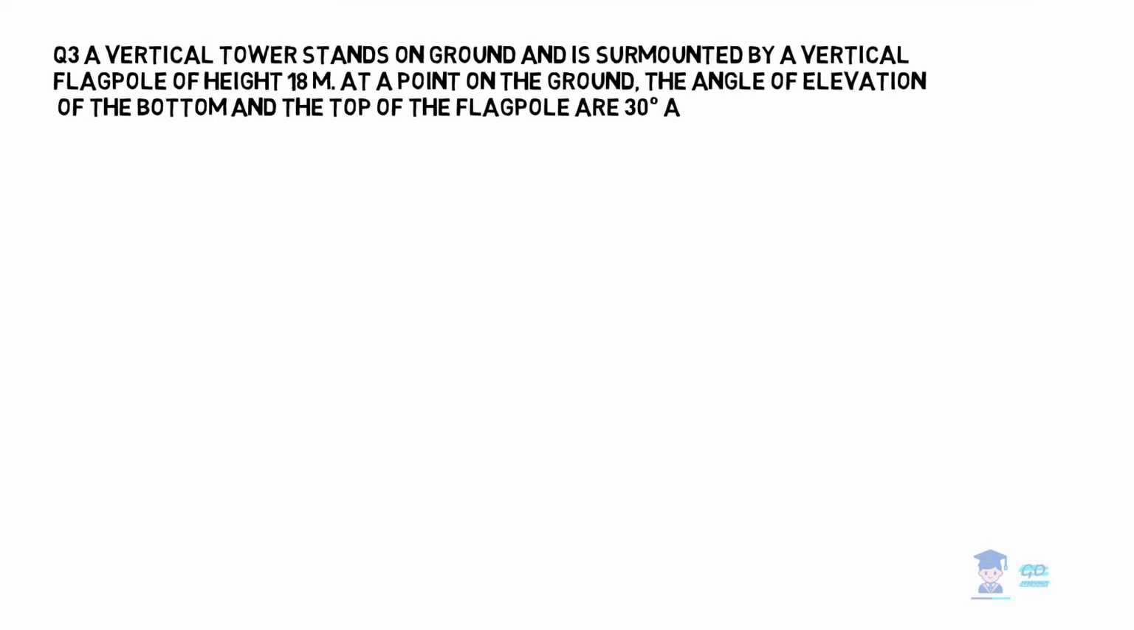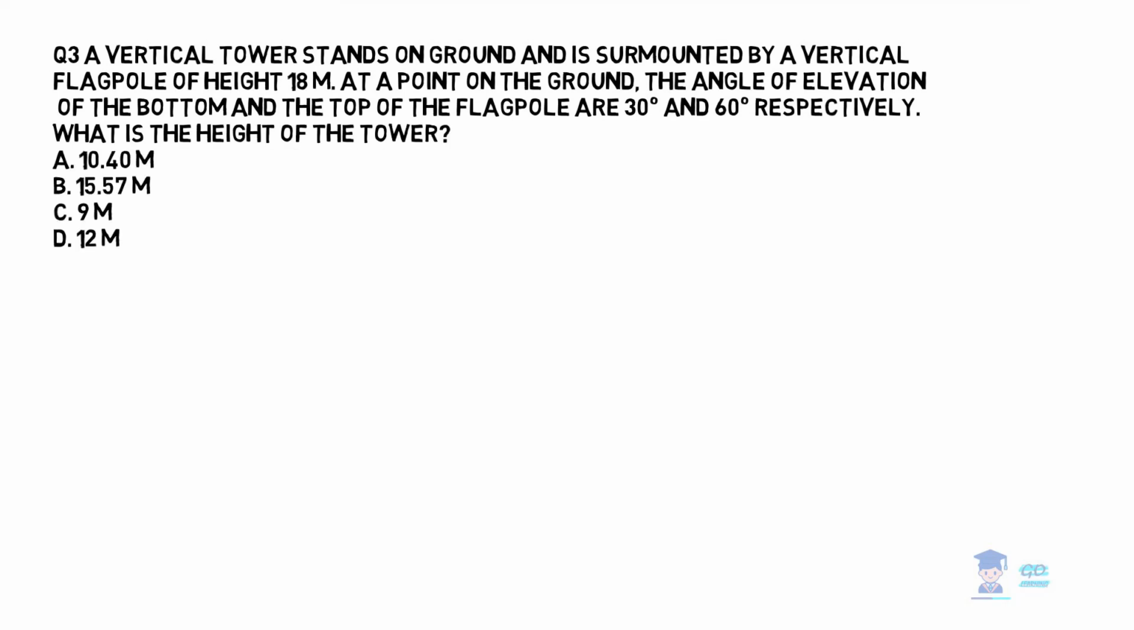A vertical tower stands on ground and it's surmounted by a vertical flagpole of height 18 meters. At a point on the ground, the angles of elevation of the bottom and the top of the flagpole are 30 degrees and 60 degrees respectively. What is the height of the tower? So the options are given.